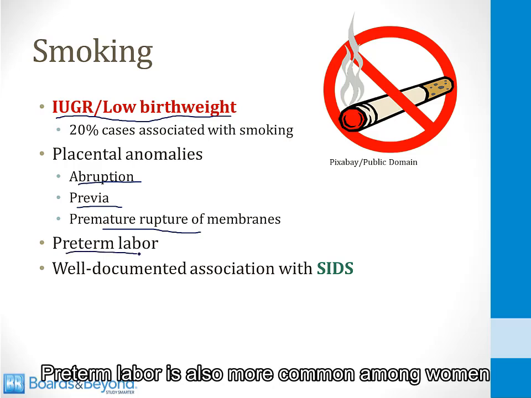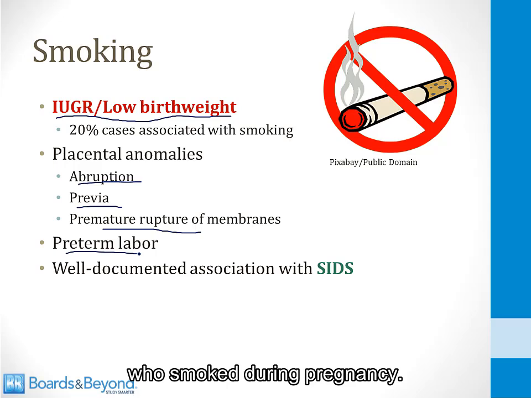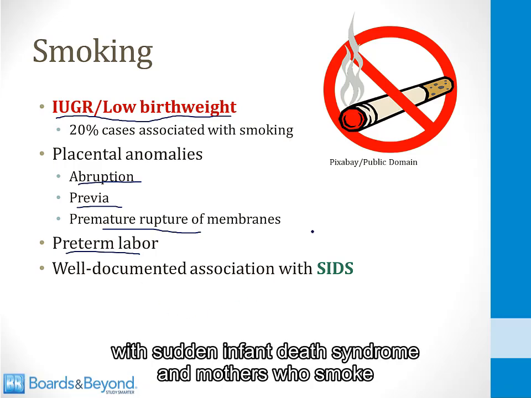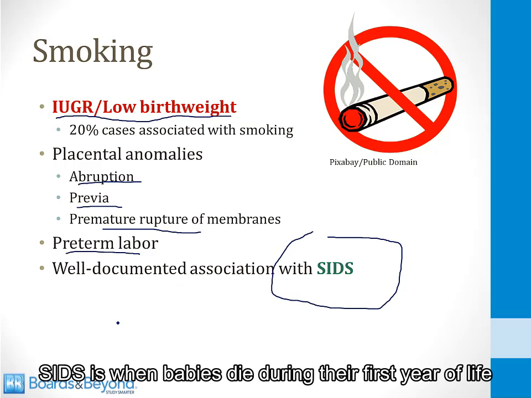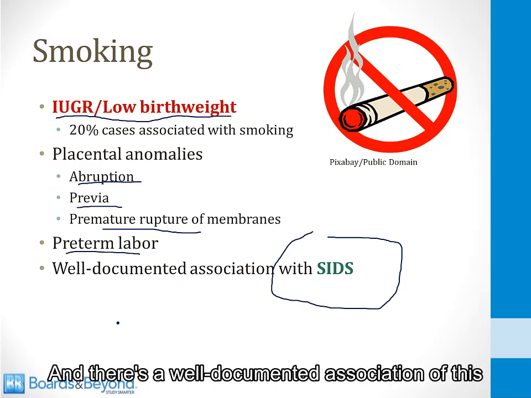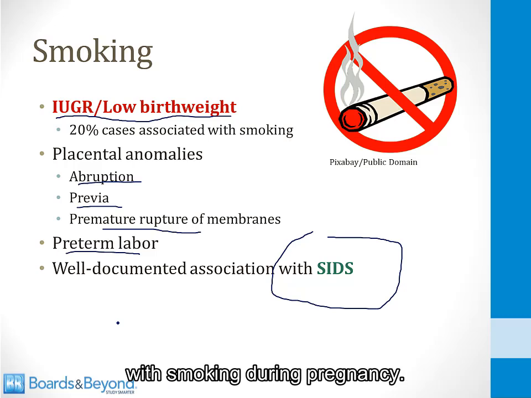Preterm labor is also more common among women who smoke during pregnancy. And then finally, there's a well-documented association with sudden infant death syndrome and mothers who smoke during pregnancy. SIDS is when babies die during their first year of life, often in their sleep, and there's a well-documented association of this with smoking during pregnancy.